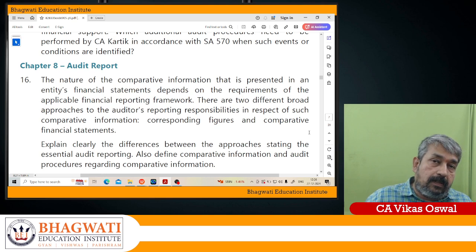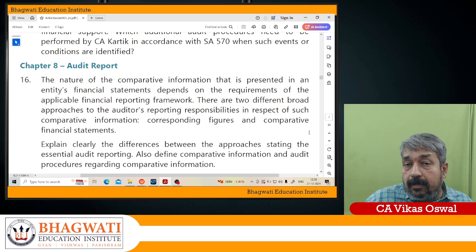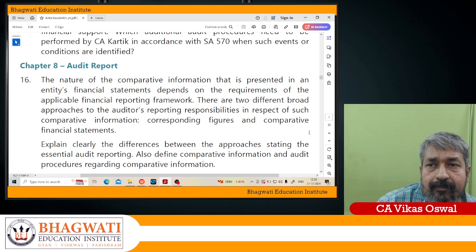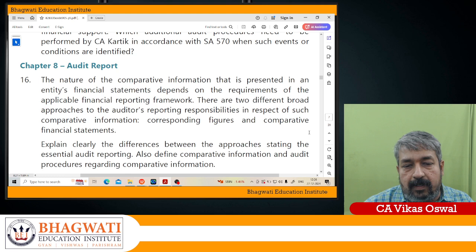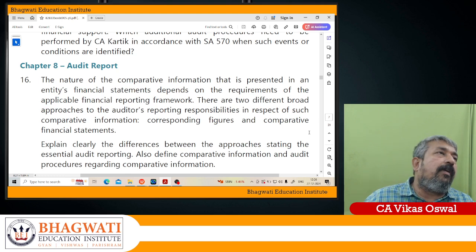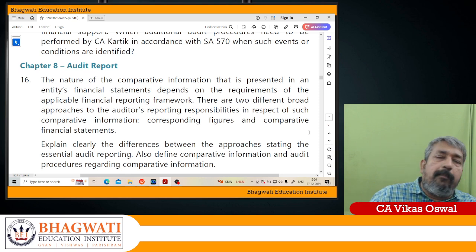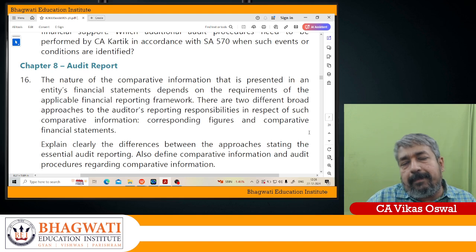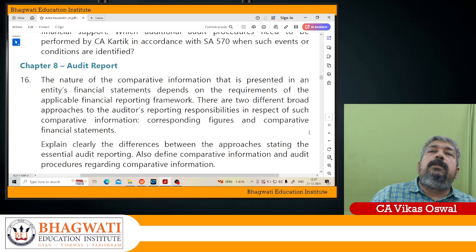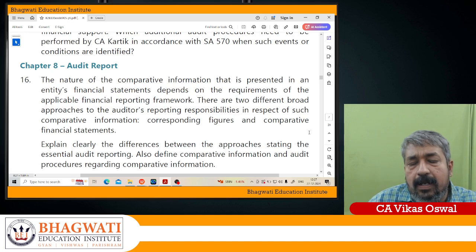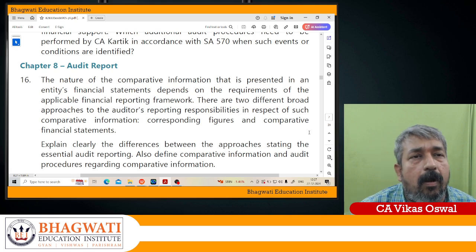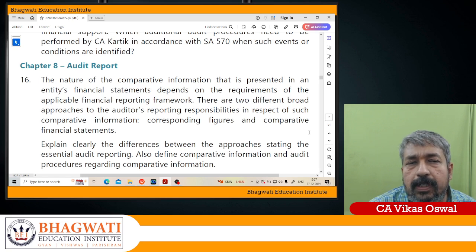See, corresponding figures refer to those amounts and disclosures of the prior period which are an integral part of the current period financial statement. Both corresponding figures and comparative financial statements are comparative information and both are related to the prior period. But in the corresponding figures, the auditor's opinion will refer only to the current period financial statement. Again, I repeat, the auditor's opinion will refer only to the current period financial statement. It will not refer to the corresponding figures.